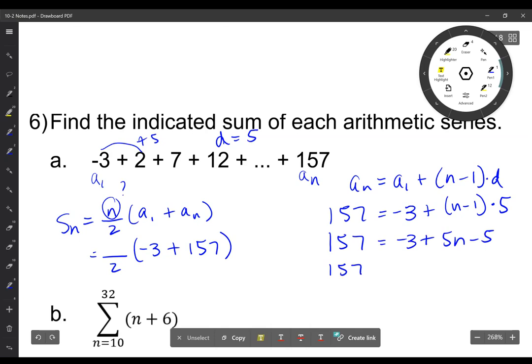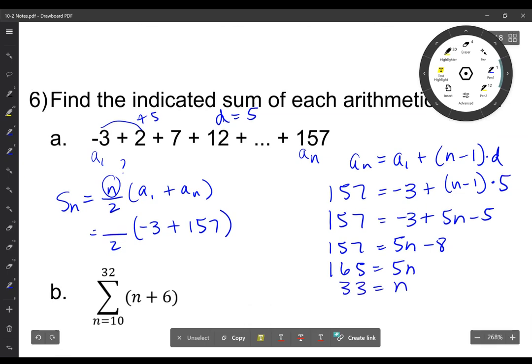So 157 is going to equal 5n minus 8. So if I add 8 on both sides, 165. So n, let's see, 33 is going to be equal to n. Notice again, I left n on the right side all the way through. So now over here, now that I know my 33 is n, I'm just going to pop that in.